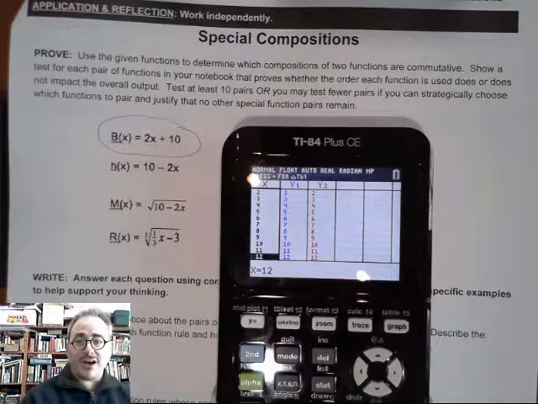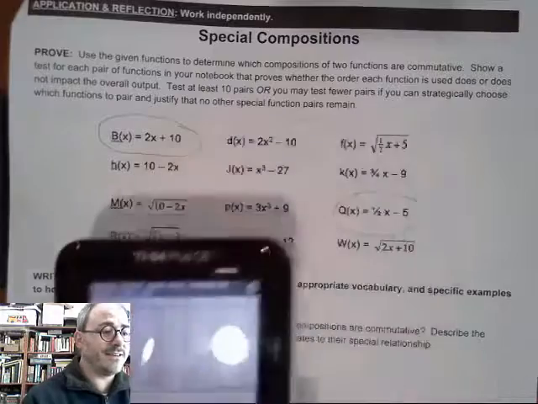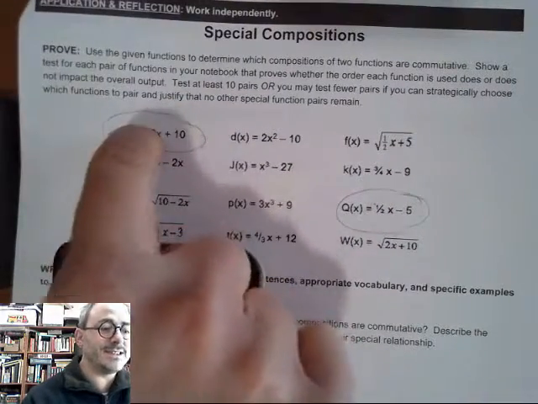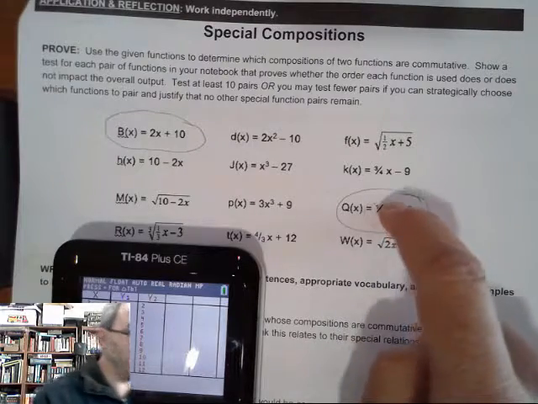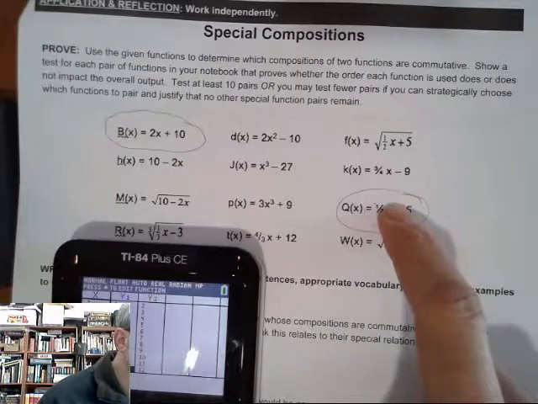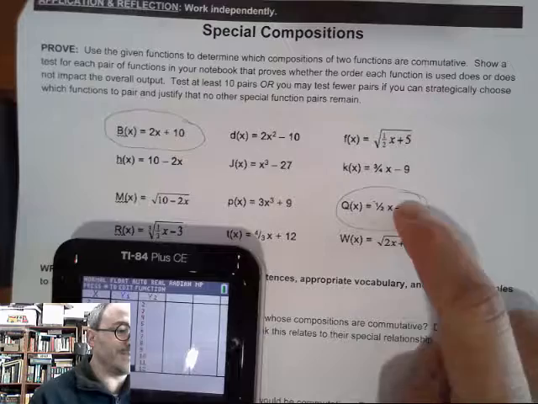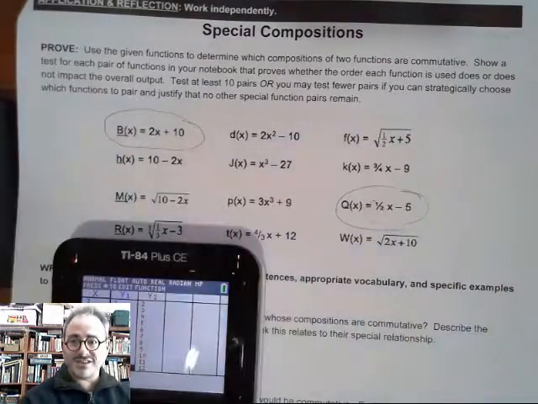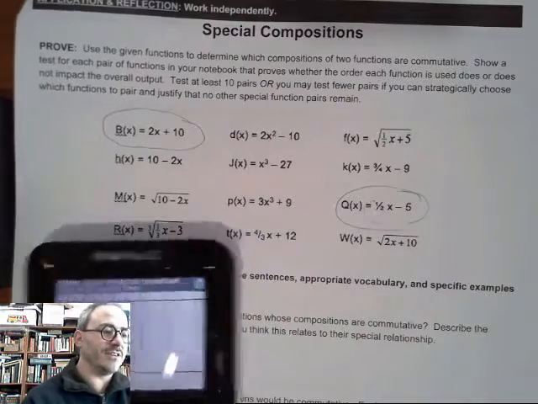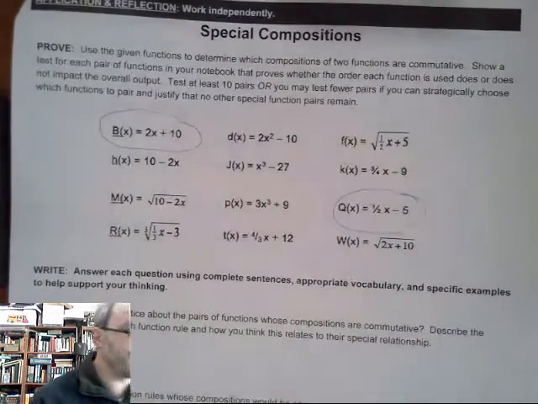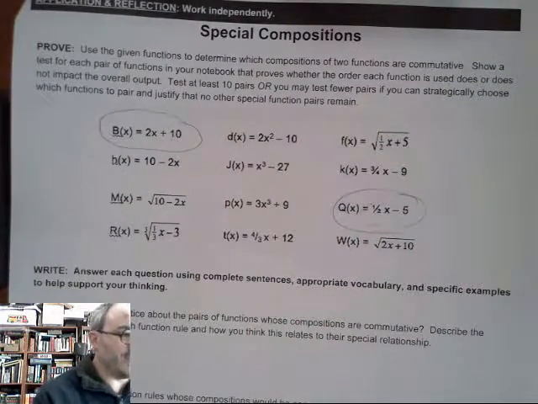That tells me that if x is 12, and I plug 12 into this, and then plug the output this spits out into that, I'll get 12 as my answer. If I plug 12 in this one, and then compose it into this, I'll get 12 as the answer again. So these two functions are the inverse of each other. They will be commutative. Let me test another one.